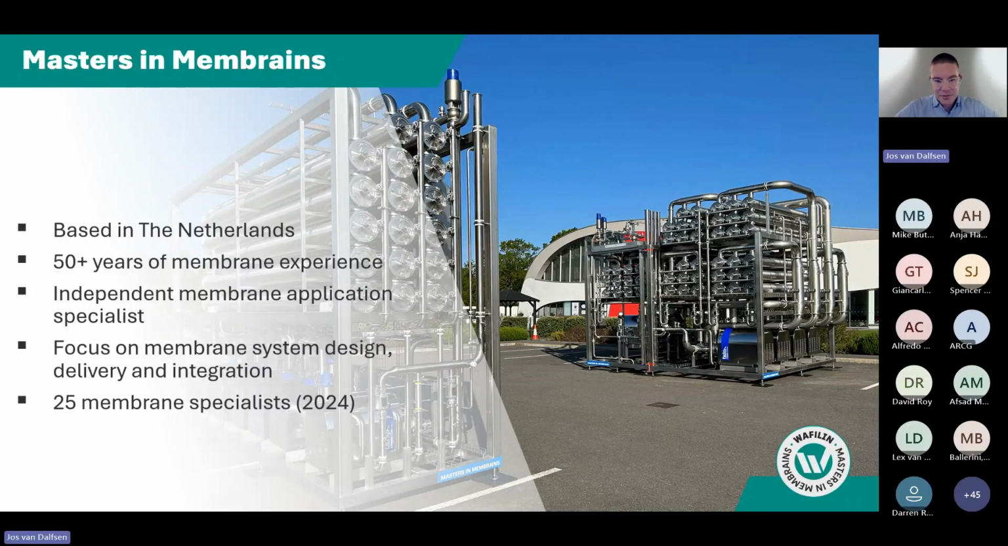Like I said, we are specialized in membrane filtration. We design, deliver, and integrate full-scale systems in the food, dairy, and beverage industry. Mainly these are hygienic design systems because of the industry that we are targeting. Nowadays, we have about 25 employees here in the Netherlands, and they all serve in the company as membrane specialists.